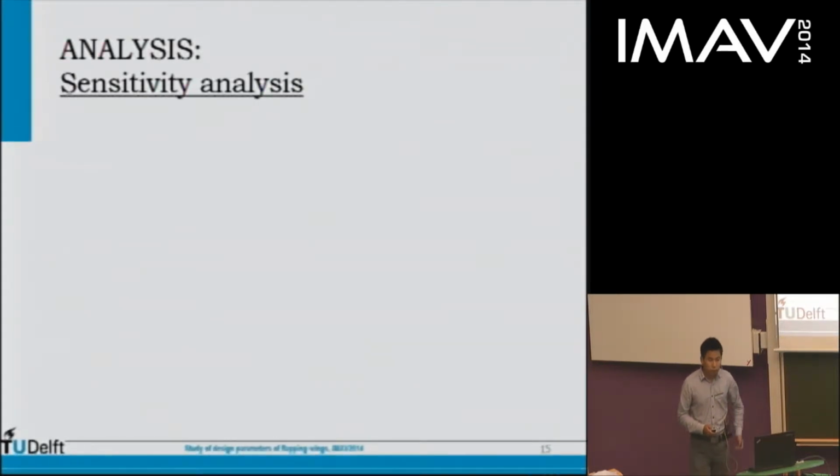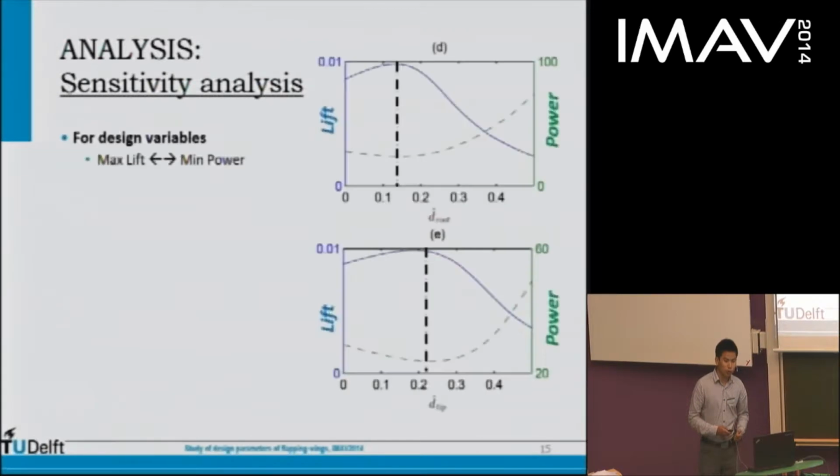Okay, so now we have shown the optimization result, but only 5 variables are selected in the optimization. So we are still interested in the other parameters. Of course, we are also curious about what happens to the lift when the design achieves the minimal power consumption.